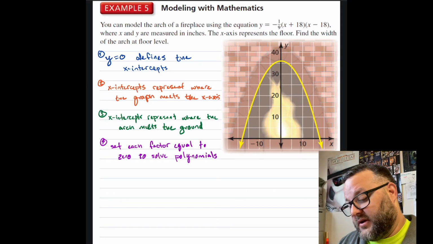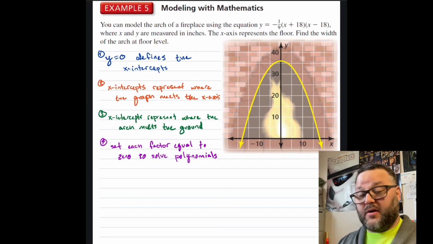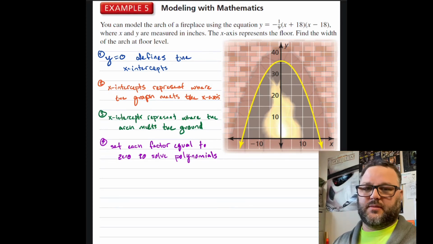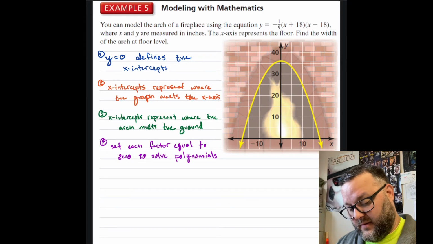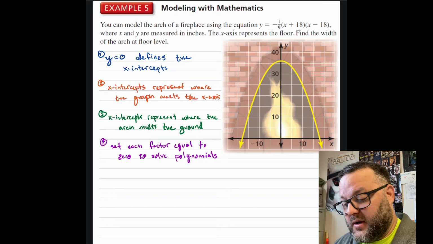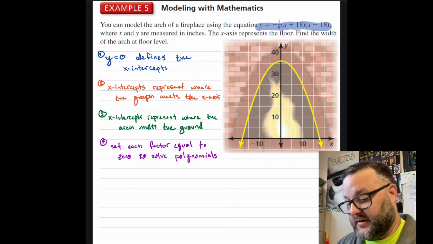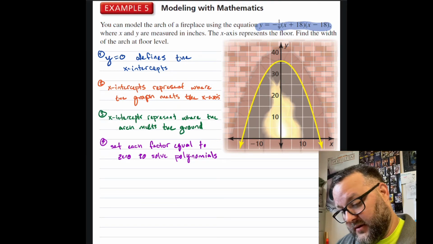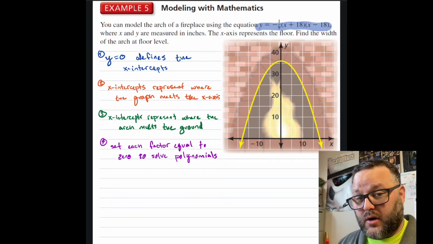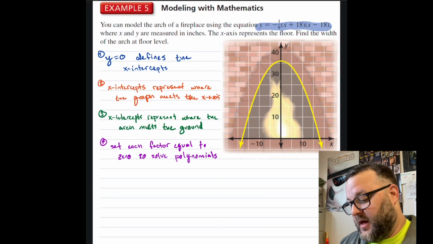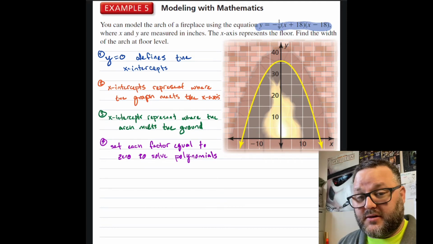They want to build a fireplace with an arch that follows the given equation of y equals -1/9 times (x + 18) times (x - 18). With all of that, we have 4 facts that we need to remember in order to solve this. We need to know that y equals 0 defines the x-intercepts.